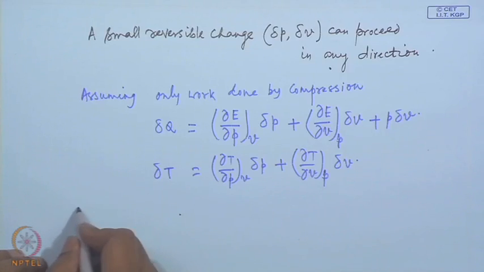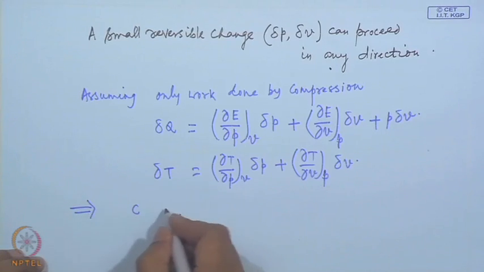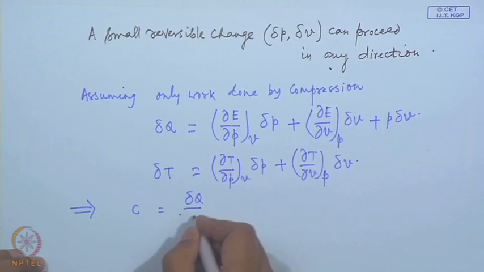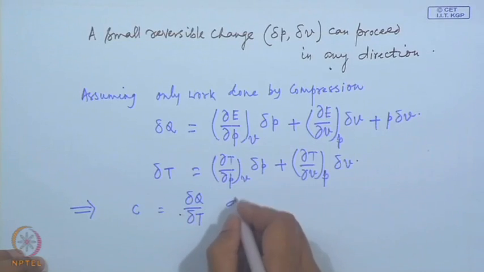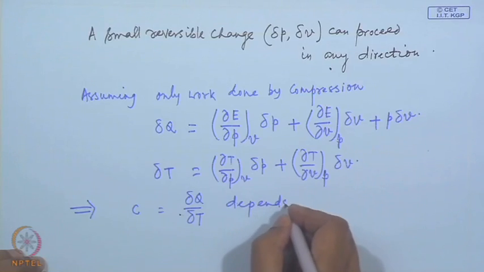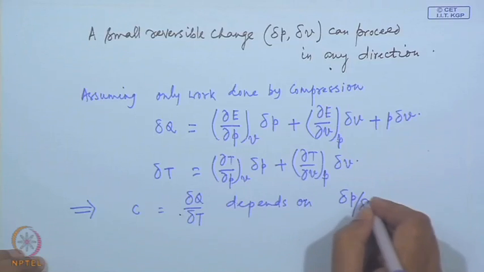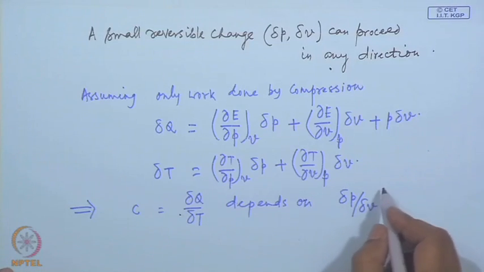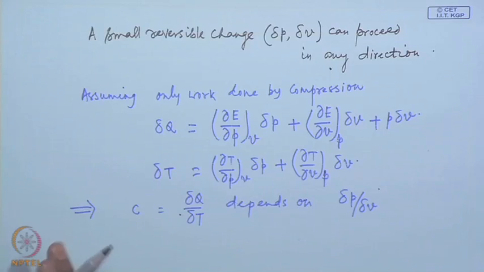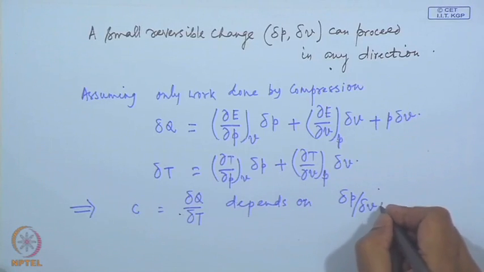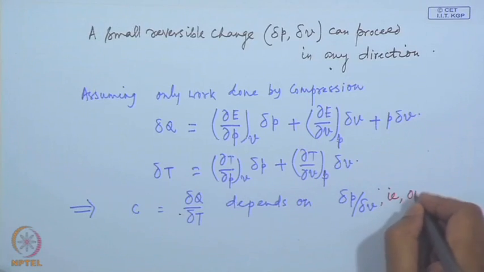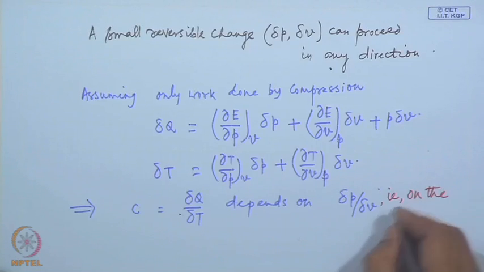So, this shows that C equal to delta q by delta T depends on delta P by delta V, that is, on the path, the direction of change.